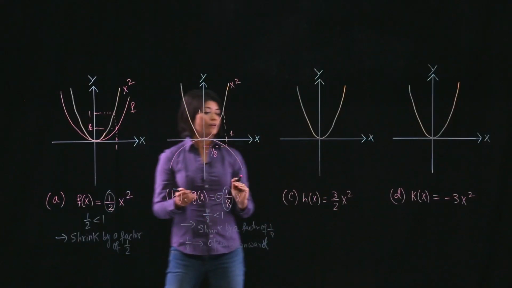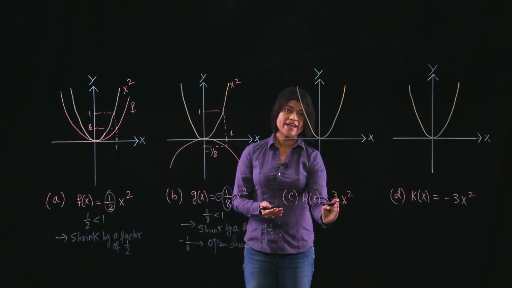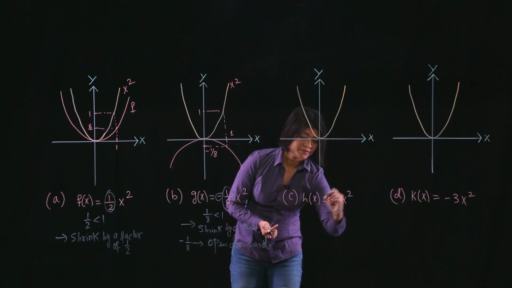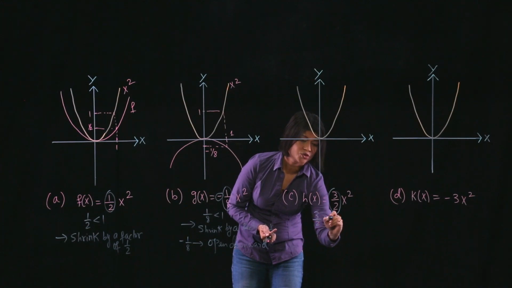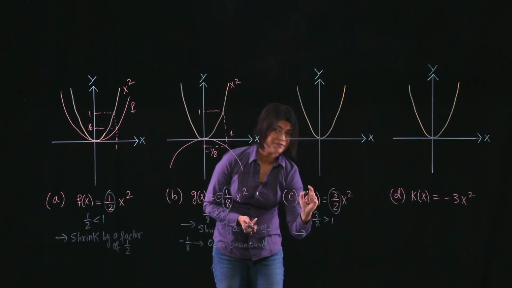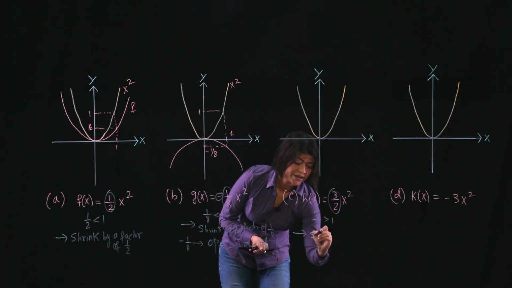Okay. Moving on, third function. This one is 3/2 x squared. So look at this constant again. Now 3/2 is greater than 1. Therefore, the graph of h will stretch by a factor of 3/2.